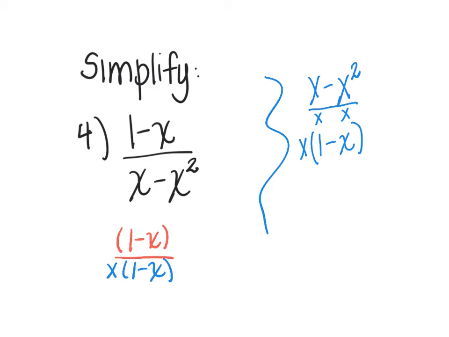Now that it's factored, I'm ready to do my canceling. Both the numerator and the denominator share a 1 minus x, so that cancels. And remember, when they cancel they become ones, because you're dividing something by itself, which is a whole, which means 1. So what I really have for my simplified fraction is 1 in the numerator over x. I have to have that 1 there in order to keep the x in the denominator spot.